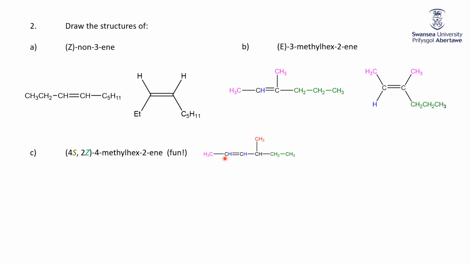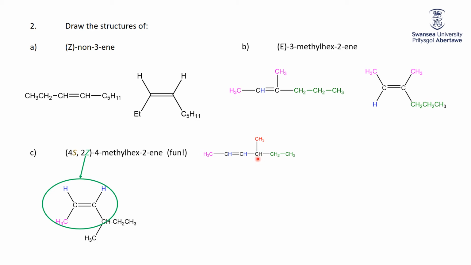Carbon 2 there is where the double bond starts, so we want Z there. Well, when we look at it, carbon 2's got a methyl and a hydrogen. The methyl is the top priority. Carbon 3 has a hydrogen and this big messy thing here. So the big messy thing is the top priority. So we're going to put the methyl group and the messy thing on the same side, just like that. There's the methyl group, there's the messy thing on the same side. Okay, now we have to worry about the 4S, carbon 1, 2, 3, 4.